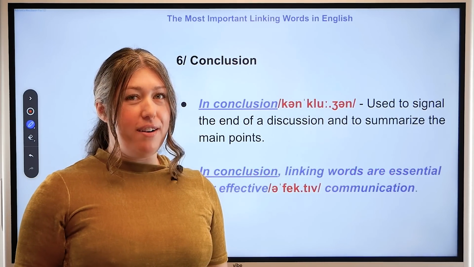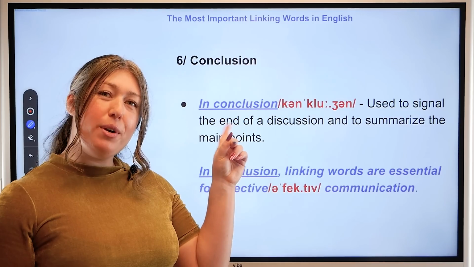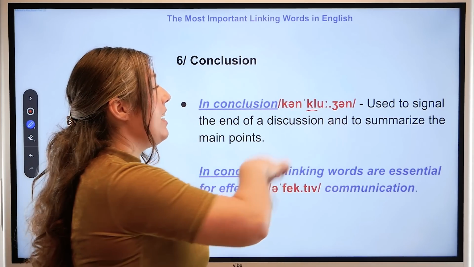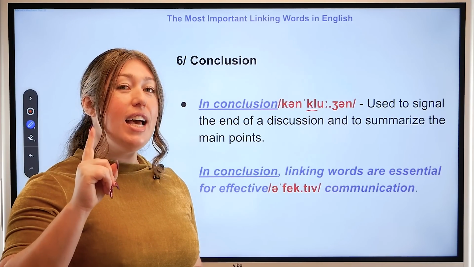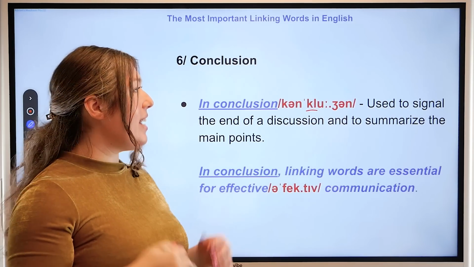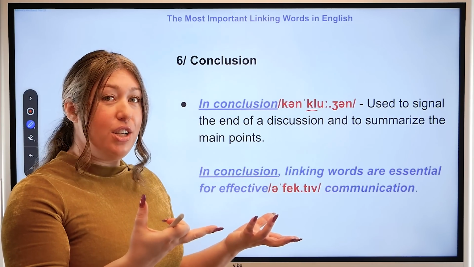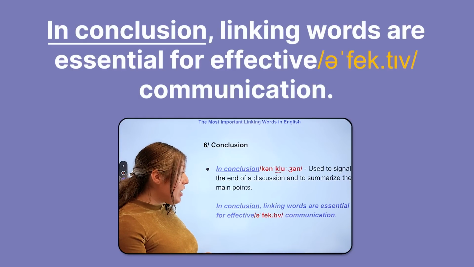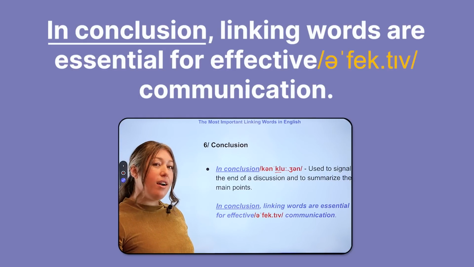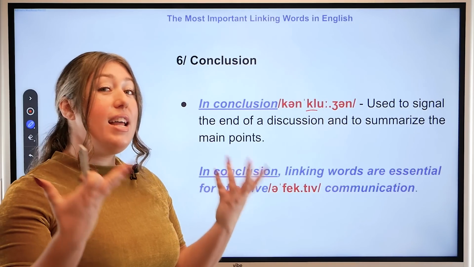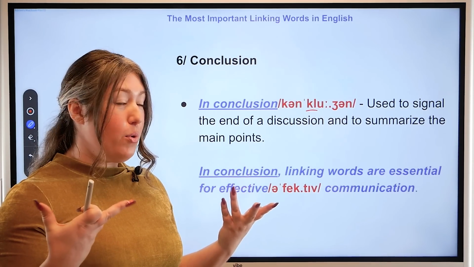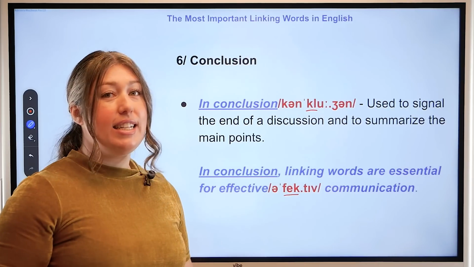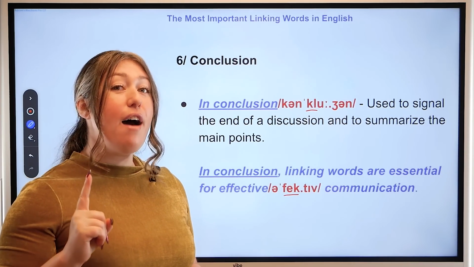And we're reaching the final part of this course, so let's move on to linking words of conclusion. In conclusion, with a stress on the second syllable in conclusion, conclusion is, you guessed it, used to show the end of a discussion and to summarize the main points. For example, in conclusion, linking words are essential for effective communication. I am ending the discussion and summarizing the main point. And we can look here again at pronunciation with a stress on the second syllable, effective, effective.